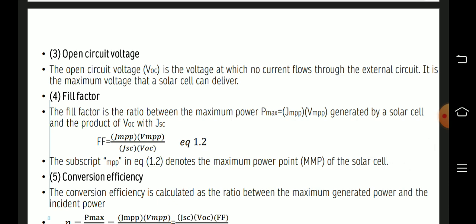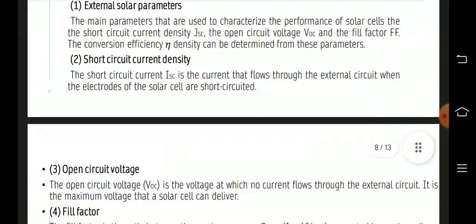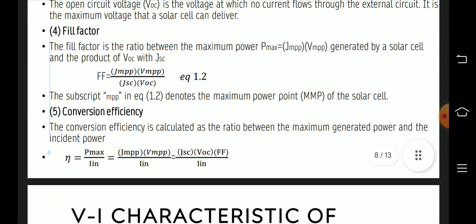And we will understand fill factor by graph. The fill factor is the ratio of the maximum power, that is JMPP times VMPP, generated by the solar cell, and the product of VOC with JSC. And conversion efficiency is the ratio of the maximum generated power and the incident power. How much power is incident on the solar cell and how much output we will get.